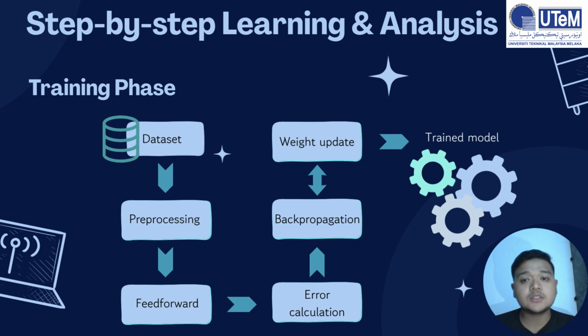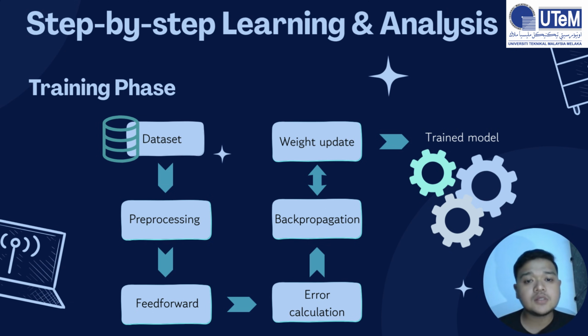Now I will explain the training phase of our early detection of diabetes risk system. The training process begins by loading the diabetes dataset, which contains patient health information such as glucose level, BMI, blood pressure, age, insulin level, and other relevant attributes. Next, the data undergoes pre-processing to handle missing values, remove inconsistencies, and normalize the data. These steps ensure that all input features are in a suitable format for the neural network.